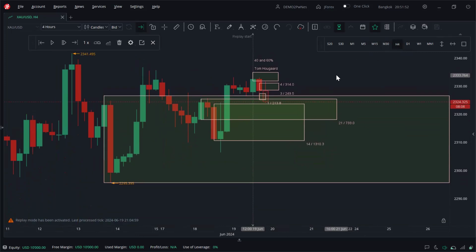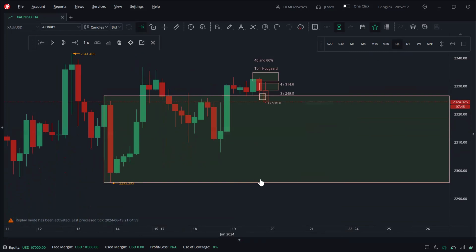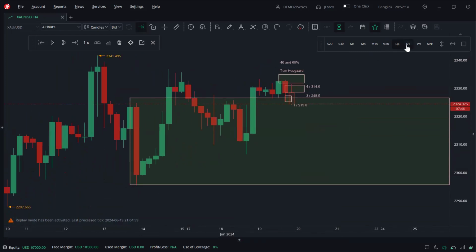Does any one of you know how to remove all those boxes at once? In TradingView, with the map, you can easily remove everything. With this, I need to go one by one and remove them. So if any one of you knows, later send me a message.